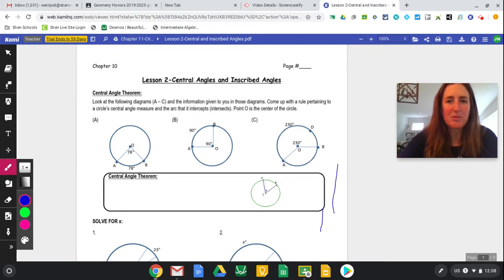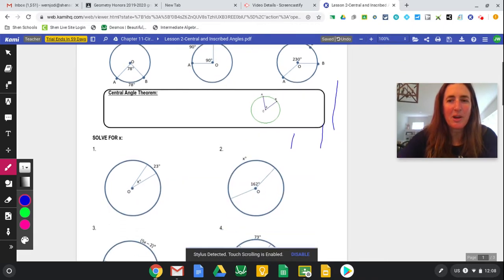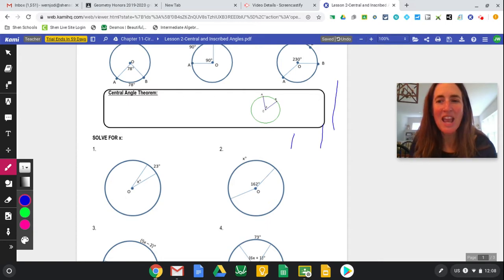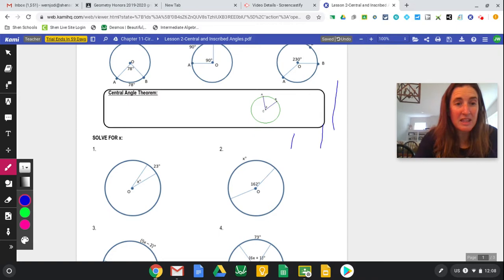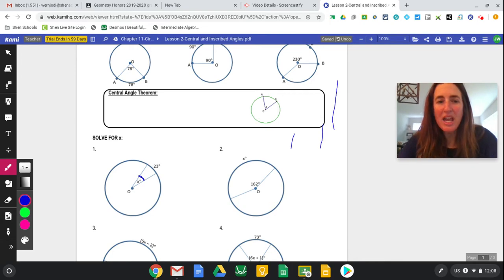And the central angle theorem basically says that, I'm making a mess on the PDF. It says that if an angle is a central angle, in this picture here, X is the central angle. It comes from the center. The central angle is equal to the measure of its intercepted arc, they call it.